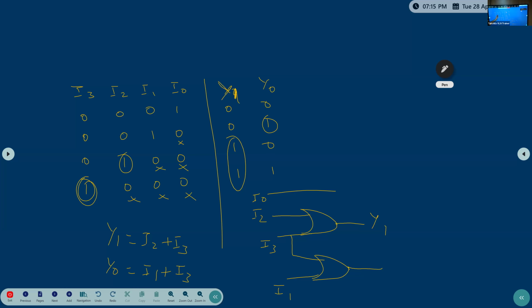Getting? So with this one high, what output will I get? Clear? Simply it is coding. When all the inputs are 0, I will get 0 0. If I1 is 1, then I will get 0 1. If I2 is 1, then I will get 1 0, like that.